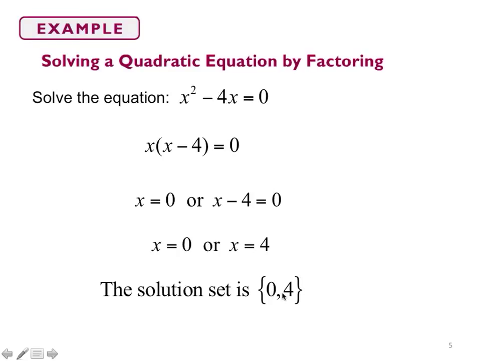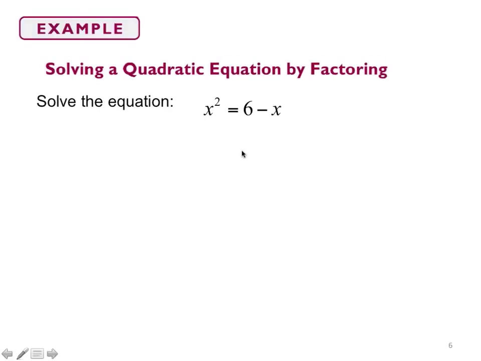Now again, you can check these really, really easily. This one's much easier to check. So if we take 0 and we plug it into the original, we have 0 squared, which is 0, minus 4 times 0, which still is 0. 0 minus 0 is 0. So that one works, okay? And then if you take 4 and you plug it in, 4 squared is 16, minus 4 times 4, which is also 16. 16 minus 16 gives you, again, 0. So this 4 works as well. This is a really good idea to check these to make sure that they actually work.